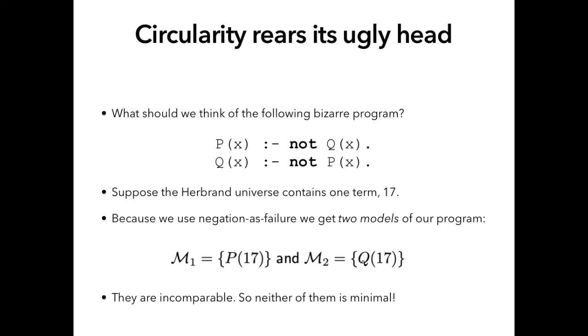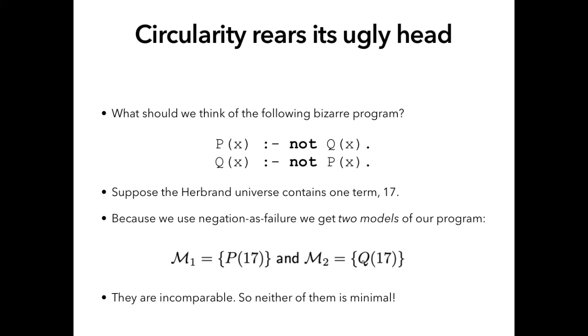But then we have to be very careful, because things can go awry if we don't pay attention. Here's a bizarre program. It says that P of x is the case if Q of x is not the case. And Q of x is the case if P of x is not the case. This looks fishy. And indeed it is fishy. Suppose the Herbrand universe contained one term, 17. Say, it's not important which one it is.